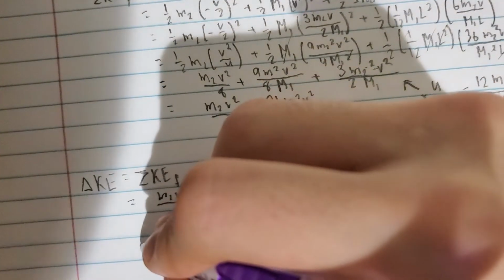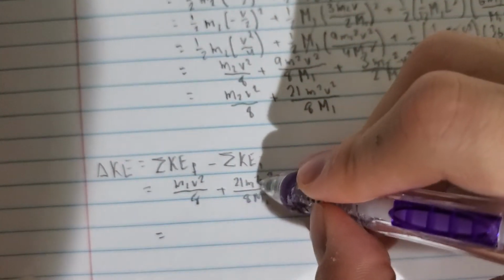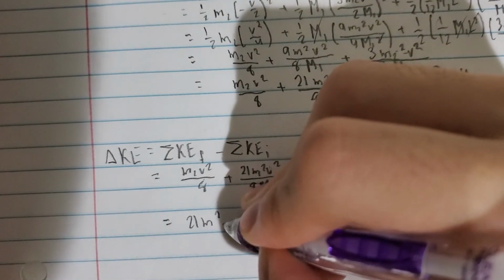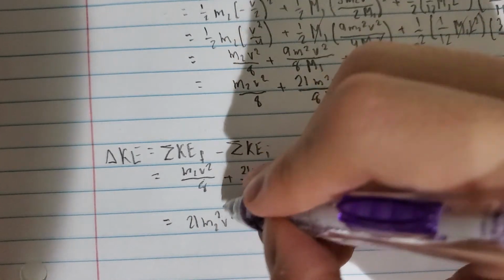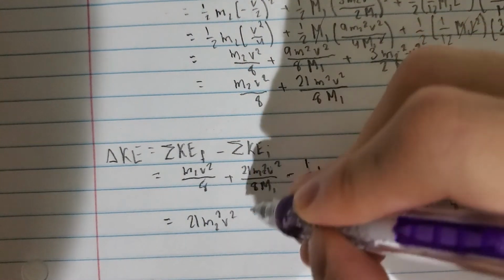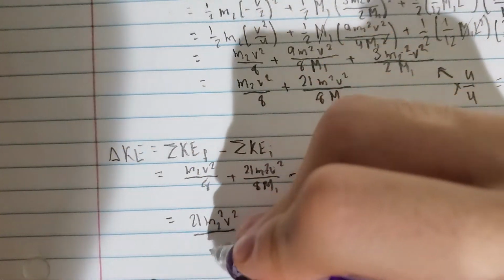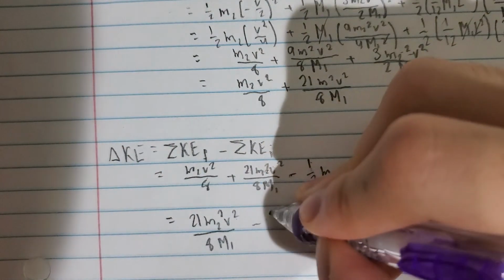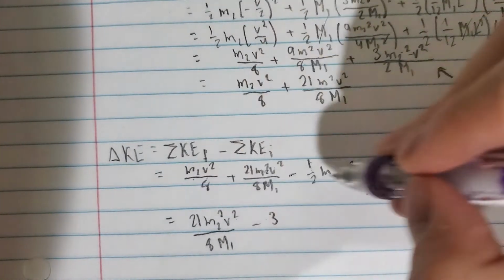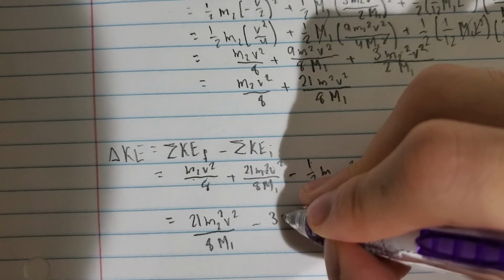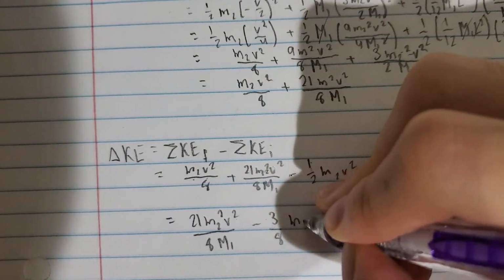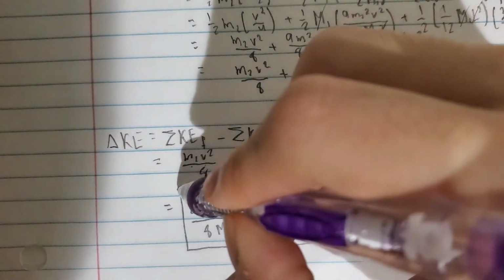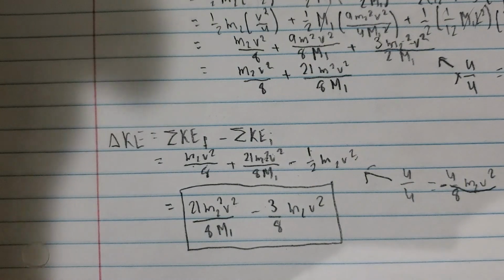So combining those two terms, my final answer is going to be, this one stays the same, so 21 M2 squared V squared over 8 M1 minus, so this and this makes 3 over 8 M2 V squared. And that's my answer. Sorry for the word fumbling, but anyways, there.